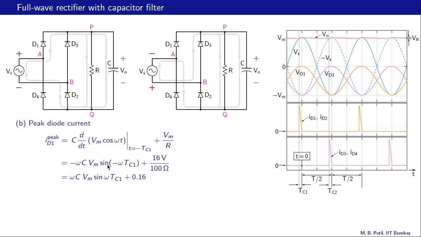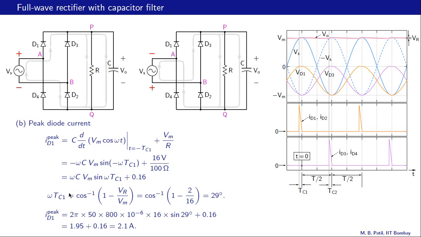and the next step now is to find Tc1, and we do that following the same procedure that we used for the half wave rectifier. That is, we know that at this time, which is minus Tc1, the output voltage is Vm minus Vr, and therefore we can get omega Tc1 as cos inverse of 1 minus Vr by Vm, which turns out to be 29 degrees. So now we substitute this in the expression for ID peak.